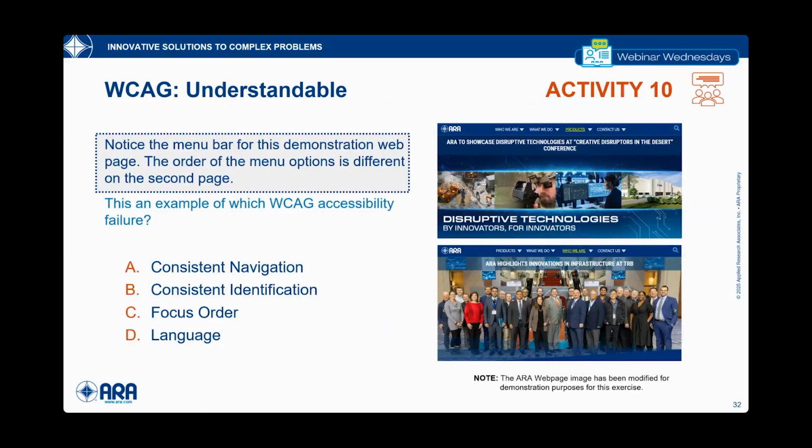So activity 10, on this example web page, I've actually modified the navigation menu just to demonstrate. On this first page, the navigation menu reads, who are we, what do we do, products, and then contact us. And then on the second page, the navigation menu is in a different order. This is an example of which WCAG accessibility failure. And the correct answer on this one is consistent navigation.